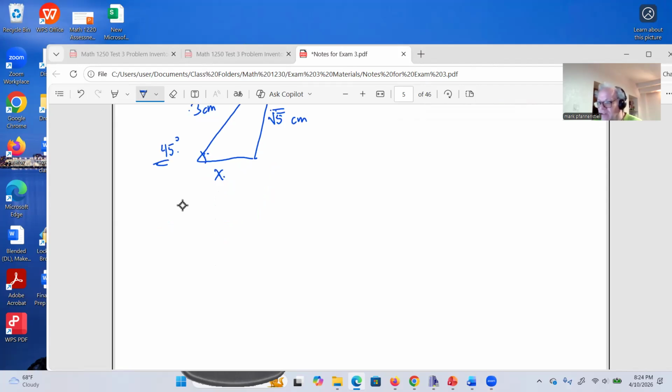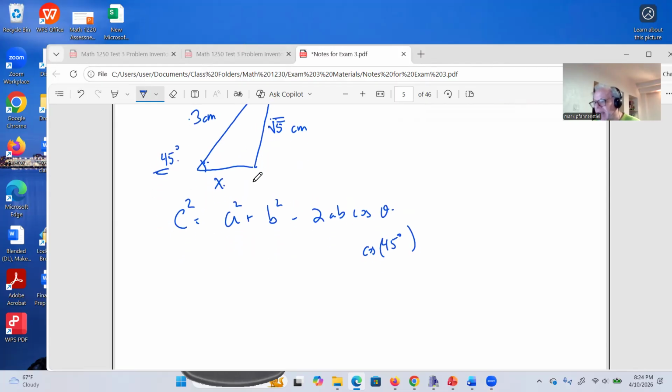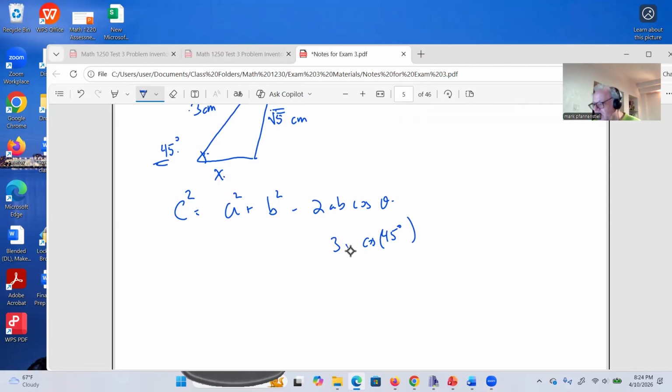So I'm going to go ahead and write down the law of cosines. We have c squared is equal to a squared plus b squared minus 2ab times the cosine of the angle between them. Well, the angle between them is 45 degrees, so we have cosine 45 degrees. And then we need the two sides on either side of this angle. So a is going to be 3 and b is going to be x. So we have 3x, that's my ab, and then we have 2 times all of this. We'll put the negative sign in there.